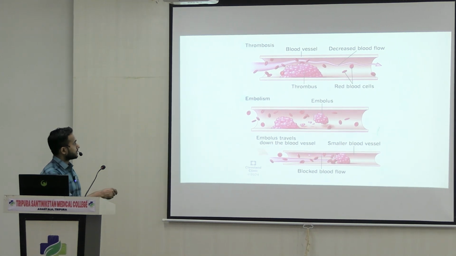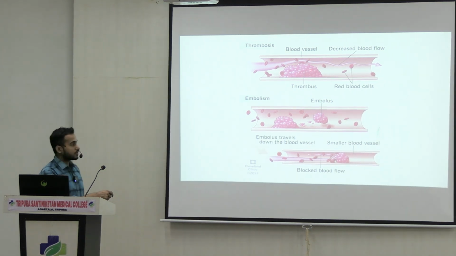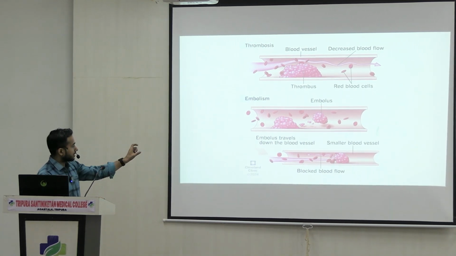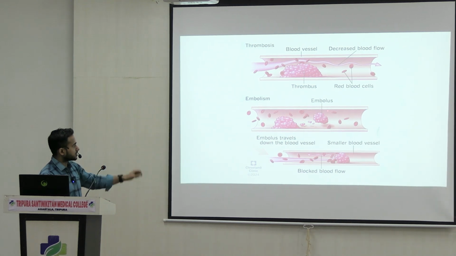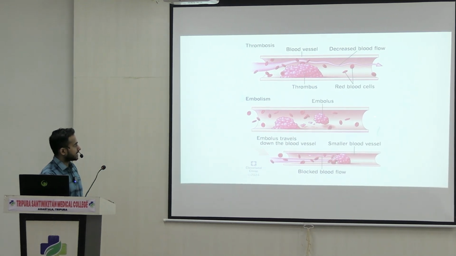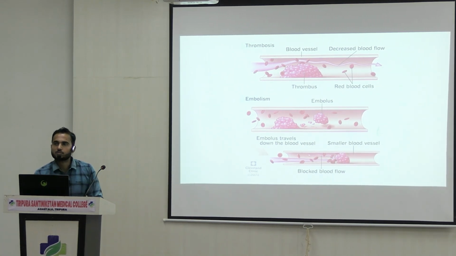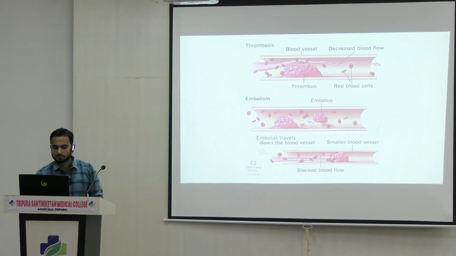Okay. So this particular formation is called thrombosis. Okay. The clot which is formed is called a thrombus. From the thrombus, if a particular part is dislodged and it is traveling in a blood vessel, then it is called an embolus. Okay, and that embolus or emboli can go and block a smaller blood vessel.